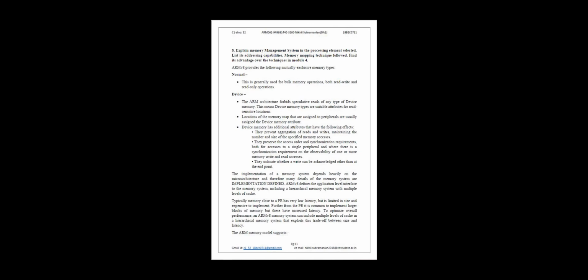This is generally used for bulk memory operations, both read and write operations. This is done by ARM V8. The ARM architecture forbids speculative reads of any type of device memory. Locations of the memory map assigned to peripherals are usually assigned the device memory attribute. The device memory has additional attributes: they prevent aggregation of reads and writes, they preserve the access order and synchronization requirements, and they indicate whether a write can be acknowledged other than at the endpoint.